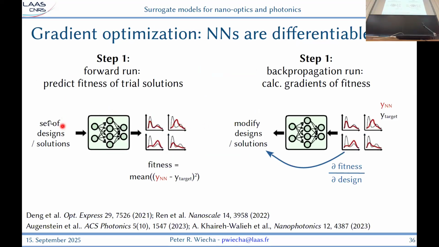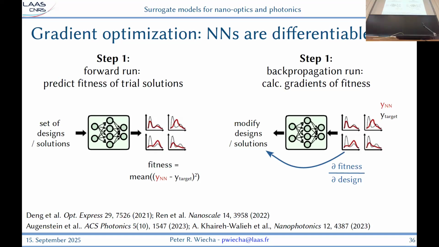Okay, so we start with a set of solutions, predict the optical response, and now we calculate a fitness function where we measure the error of the predicted optical response with respect to what we actually want to obtain as an ideal design. And now in the second step, we do the backpropagation, calculate gradients of this fitness function with respect to the geometry parameters or any other parameters of an inverse problem, and then we change these parameters a little bit, and then we repeat this. Okay, and ideally we will converge to something that minimizes this fitness function and therefore implements the optical response or solves our general inverse problem.